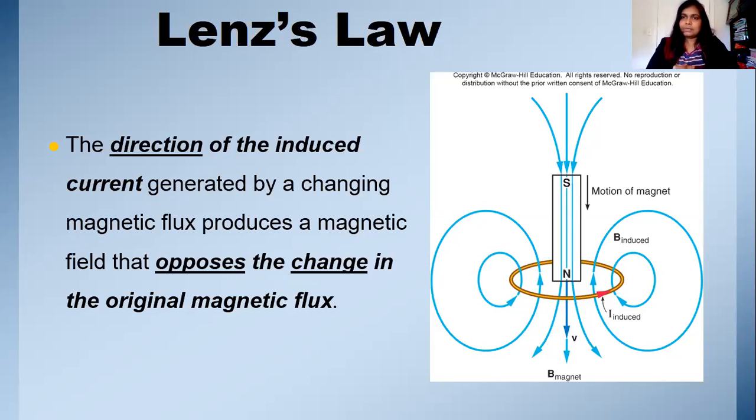Okay, so let's do this. Use your right hand, and keep it in front of the computer screen. Now, keep your thumb in the direction of the north pole. The north pole of the magnet is downward, right? So you keep your thumb facing downward. That is the magnetic field that's coming towards the coil.